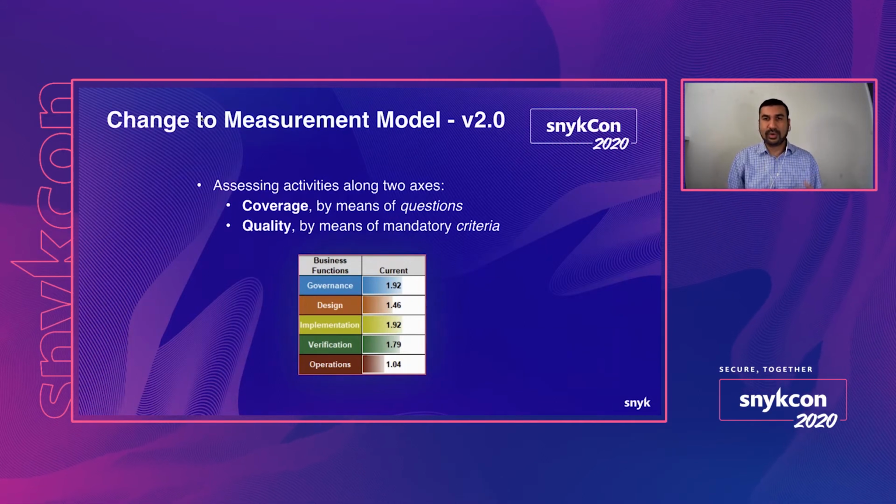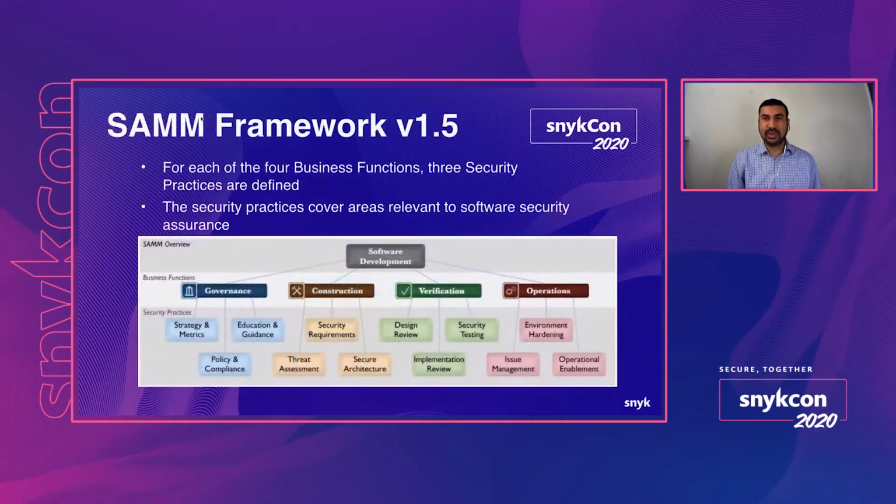Now, I don't want to spend too much time on this slide. This is just to give you a glimpse of what was the SAM version 1.5 for those of you who might not be familiar. SAM was defined at a high level, like in 3 different levels. And at highest level, SAM 1.5 defined 4 critical business functions. Each business function had 3 security practices, and each security practice had 3 maturity levels. Now, one would ask, what are the motivations behind a new version?